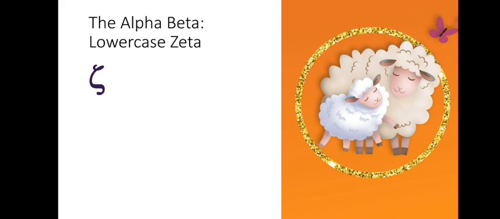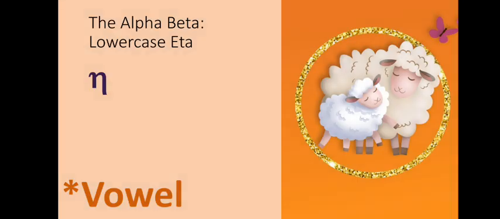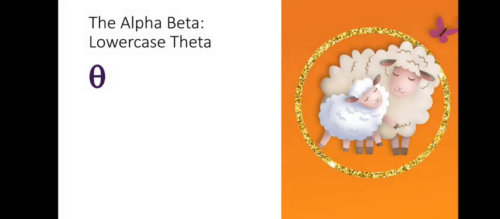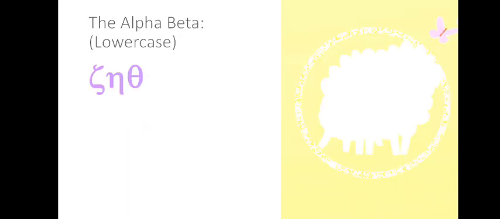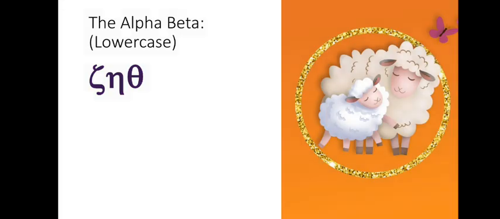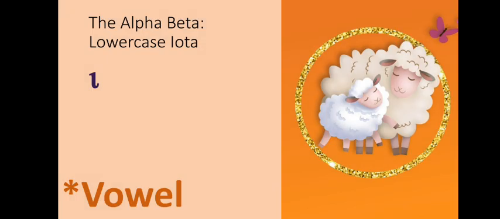Next, we have zeta, eta, which is a vowel, and theta. Theta is important because this is the letter that begins the word theos, for God. So very easy to review this part. Zeta, eta, theta.